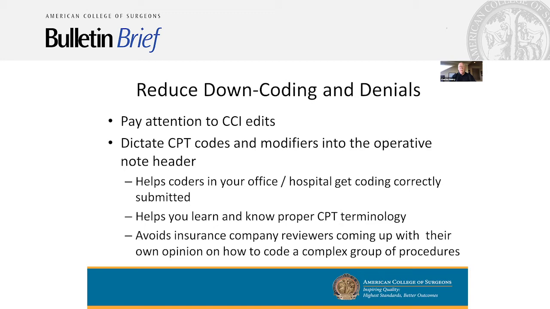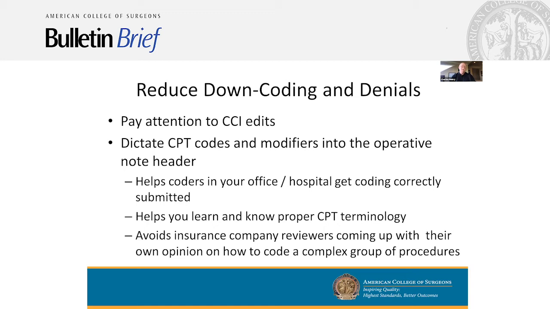This is a payment modifier or payment gap measure. So for instance, if you operate and take out a right colon cancer, typically we would take the appendix with it. And when you do your anastomosis, you sew the small bowel to, for instance, the transverse colon. So if you bill for a right colon resection and anastomosis, you can also bill for an appendectomy. Payment for that would be prevented by a CCI edit.